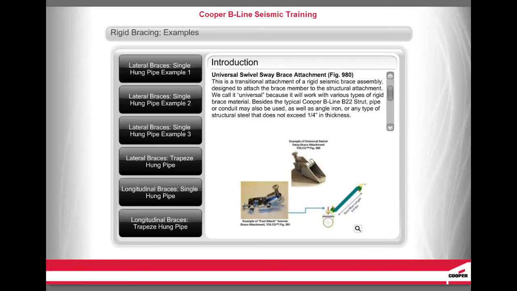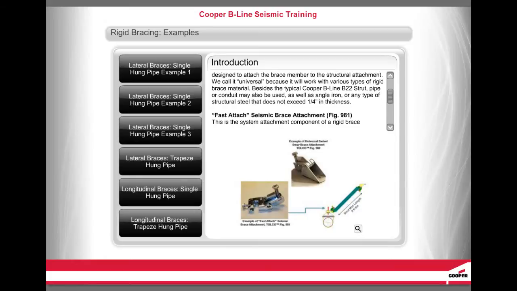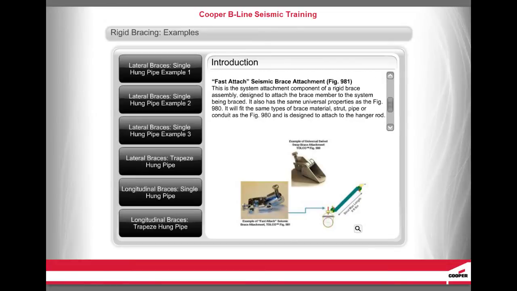Besides the typical Cooper B-Line B22 strut, pipe or conduit may also be used, as well as angle iron or any type of structural steel that does not exceed 1/4 inch thickness. Fast Attach Seismic Brace Attachment, Figure 981. This is the system attachment component of a rigid brace assembly, designed to attach the brace member to the system being braced.